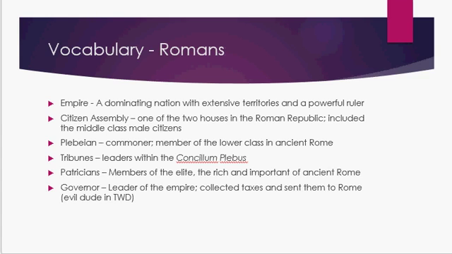A governor was the leader of the empire, collecting taxes and sending them to Rome. It was more of a leader for the empire, not leader of the empire. I think I have the wrong article there.